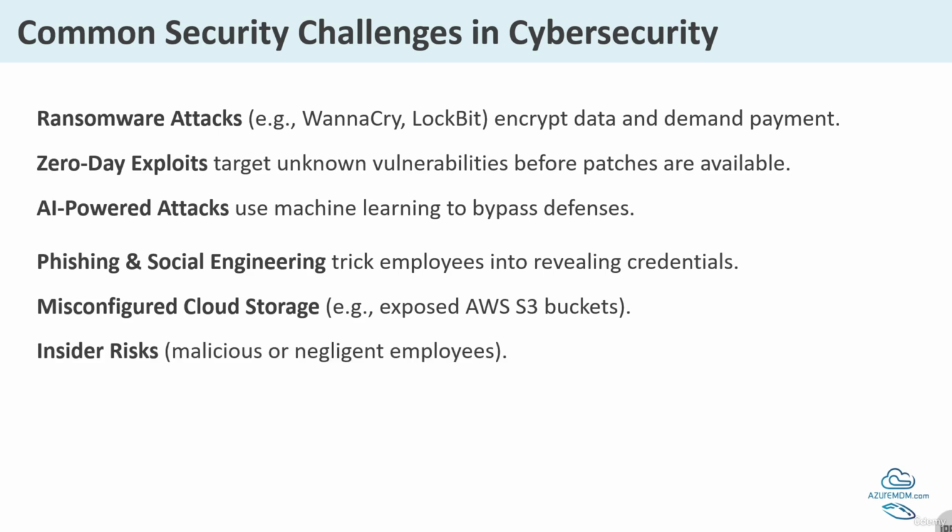Now, insider risk, that is the malicious or negligent employee. Employees may leak data intentionally or accidentally. For example, a contractor accidentally shares confidential files on a public link. To prevent this, you have to ensure role-based access control and activity monitoring.